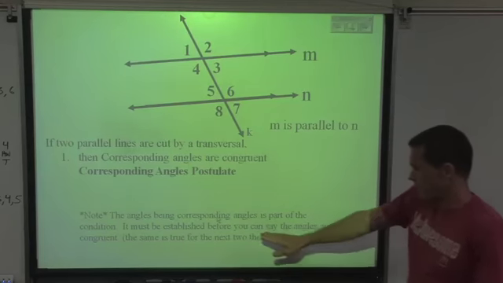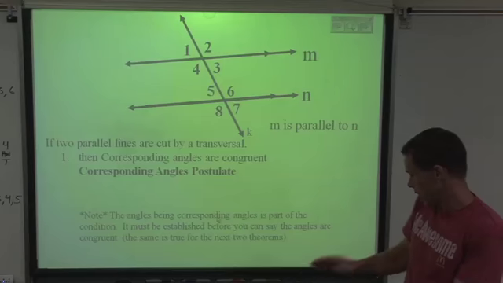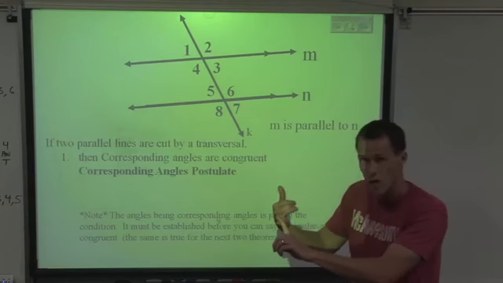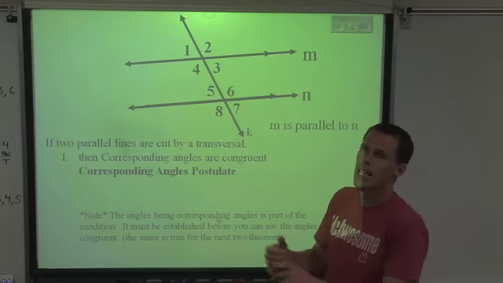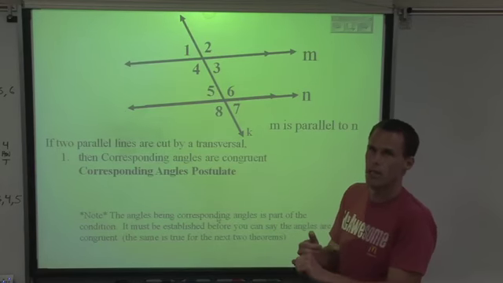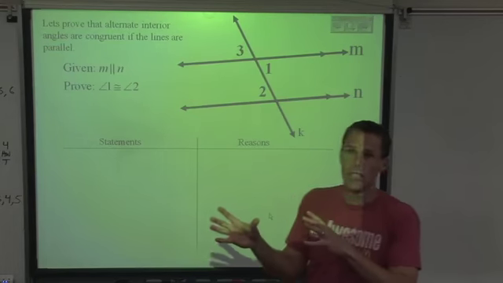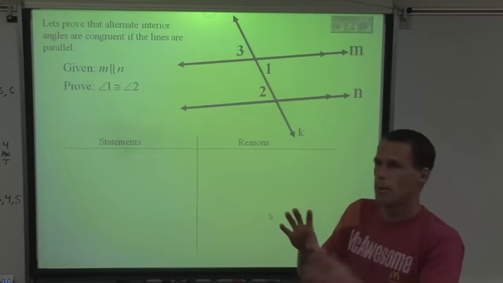Okay, so I put in here again so we can write down. We must establish that they are corresponding angles. We have to say that, and we have to notice that they are parallel before we make them congruent. Now, we're going to use that information to actually prove something.